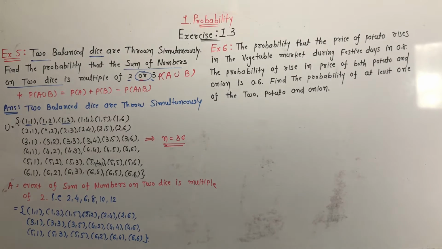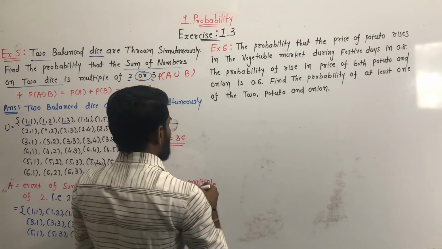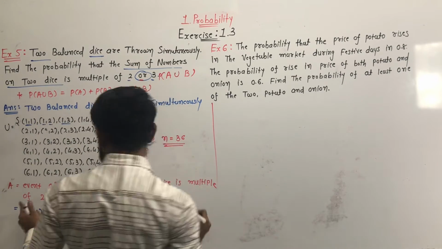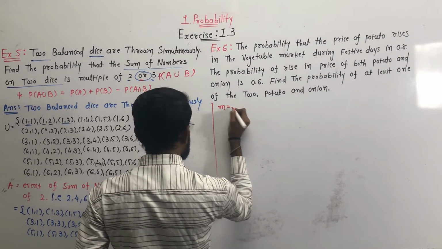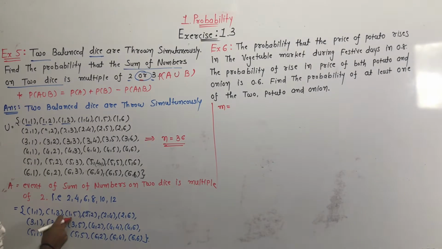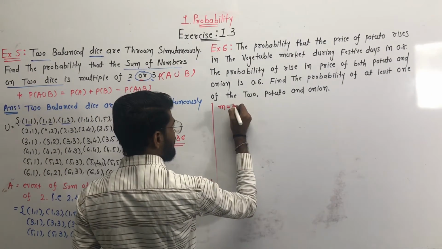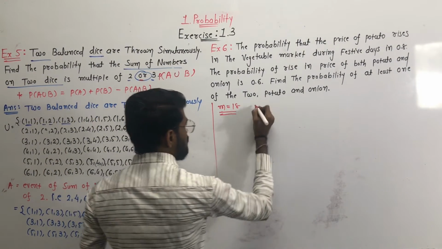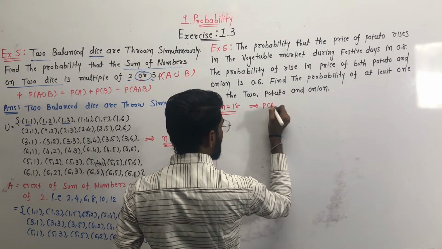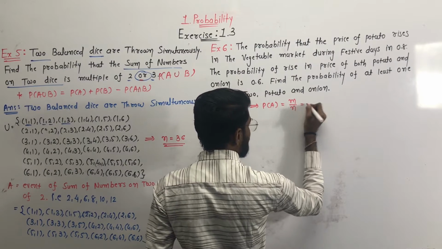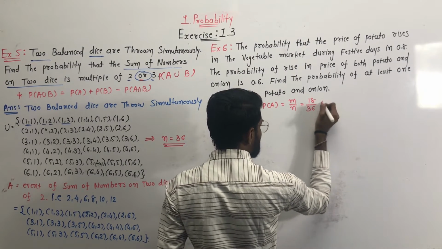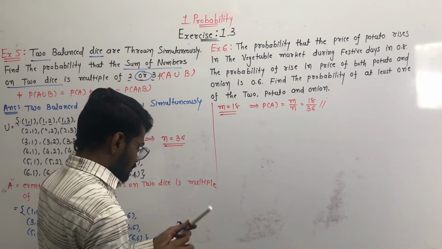So how many favorable outcomes for event A? For the event A, the number of favorable outcomes m is equal to 1 2 3 4 5 6 7 8 9 10 11 12 13 14 15 16 17 and 18. So m is equal to 18. Okay, so the probability of event A, P of A, is equal to m by n, where m is equal to 18 and n is equal to 36. Clear? Okay, now event B.